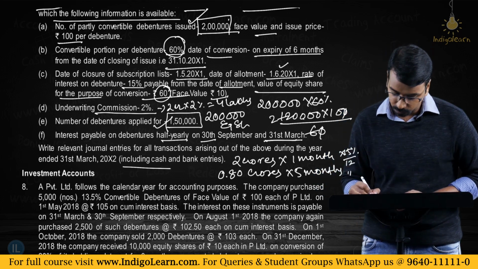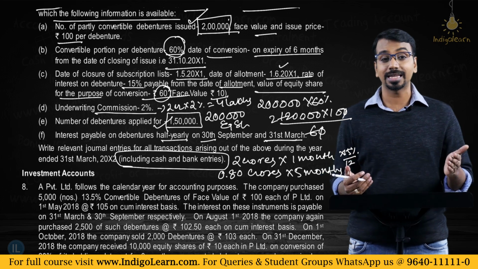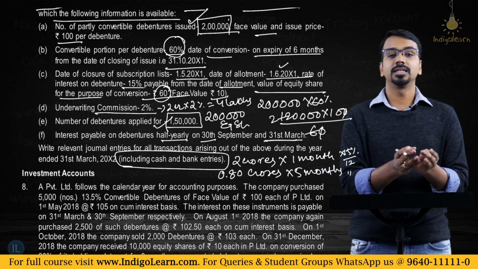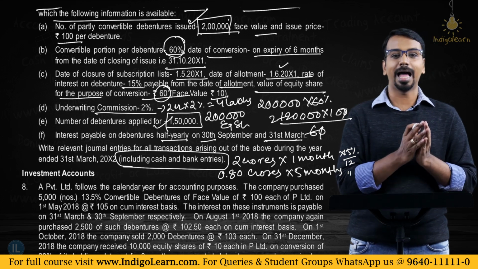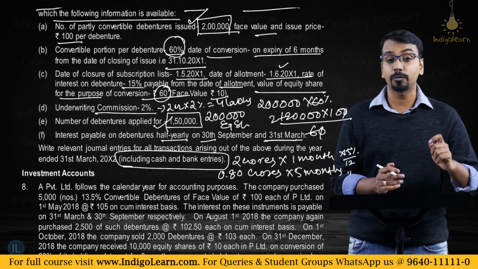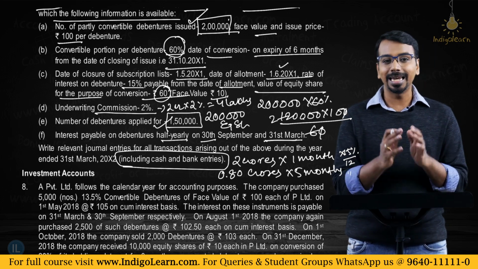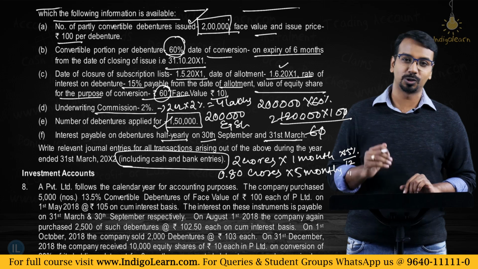Please note they have also asked us to pass cash and bank entries, so we need to pass starting that. What is the first thing that has happened? On 1st of May the debenture applications were received. 1st of June allotment happened. On 30th of September interest has to be paid. On 31st of March interest has to be paid, and in between, on 31st of October, there is a conversion that is happening. Let us look at those entries.